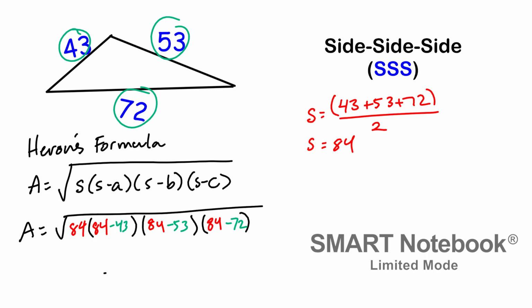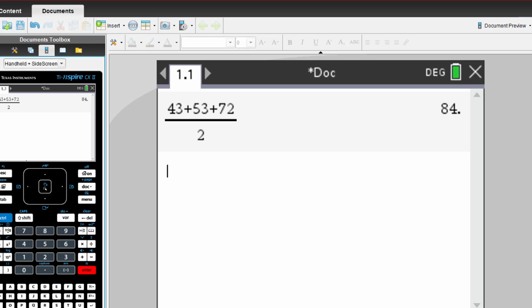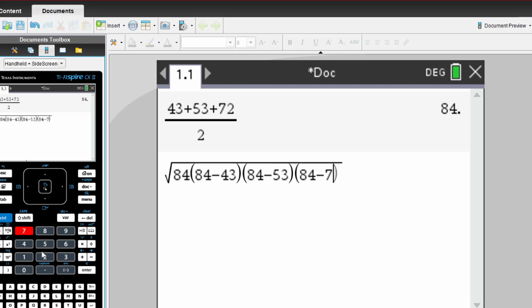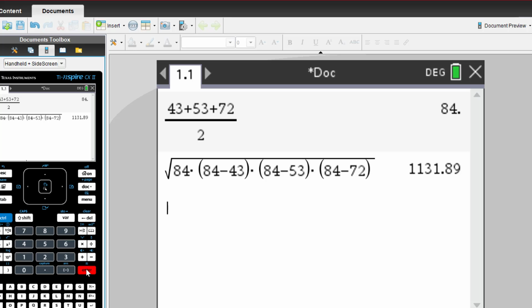We'll go back to our calculator. And we go to our square root by hitting the Control and then the X squared button. 84, parentheses, 84 minus 43. Close the parentheses. Open them up again, 84 minus 53, close the parentheses. Open them up again, 84 minus 72, close the parentheses, hit enter, and there is my area, 1,131.89 units. We'll round to the nearest tenth, so 0.89 tells me to round up to 0.9.